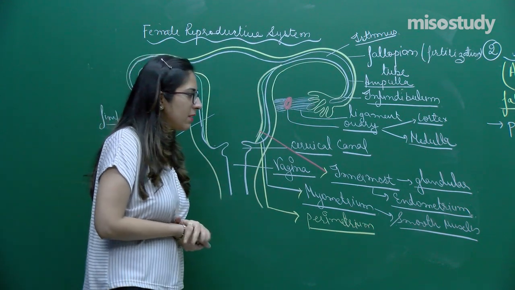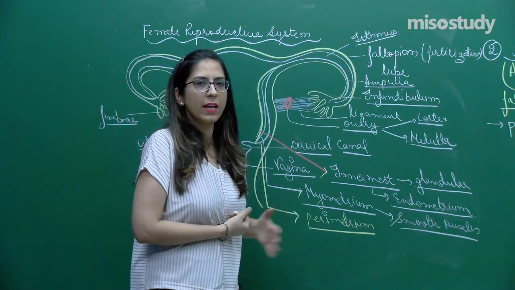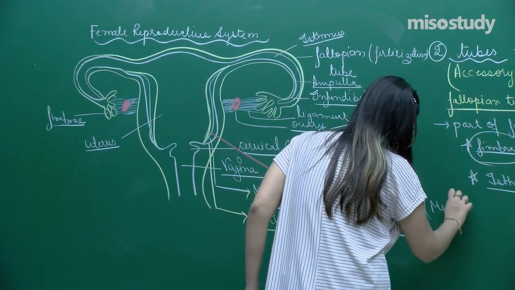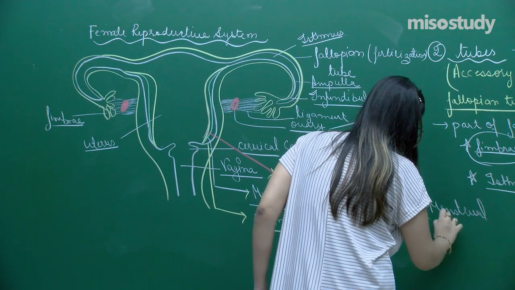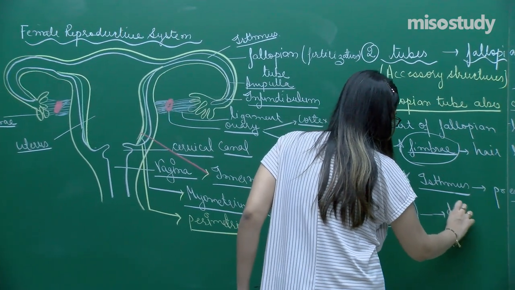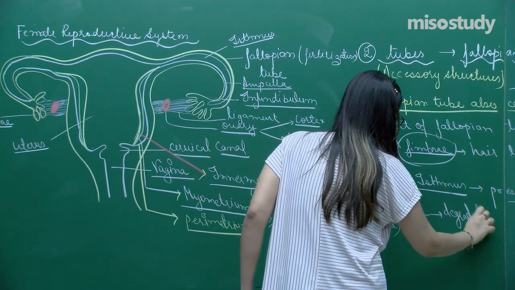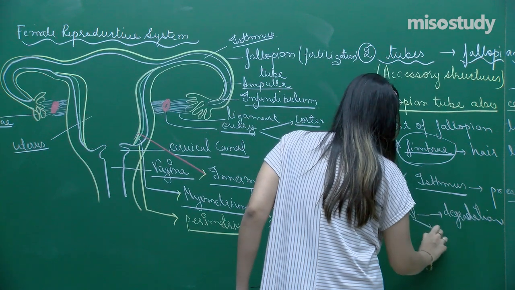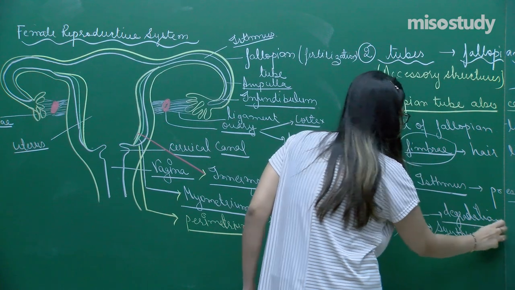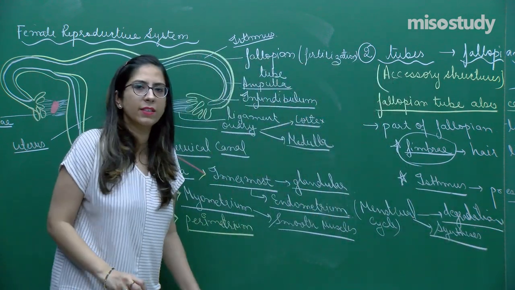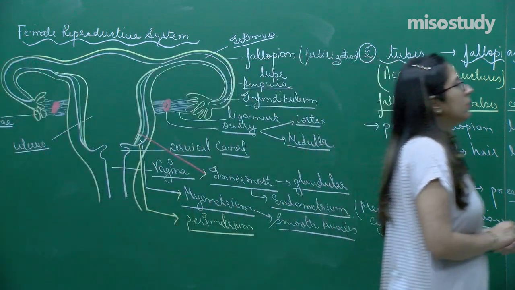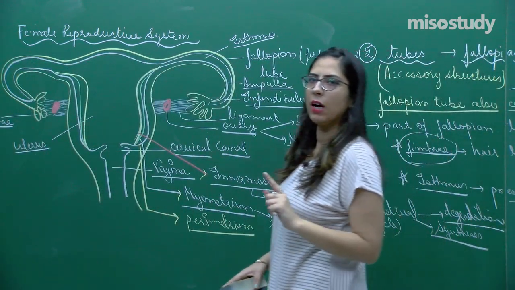There are three layers present. One is the innermost layer, called the endometrium, which takes part in the menstrual cycle by its repeated degradation and synthesis phase. Students, note this down, then we'll proceed further. Hope you have noted down this structure.